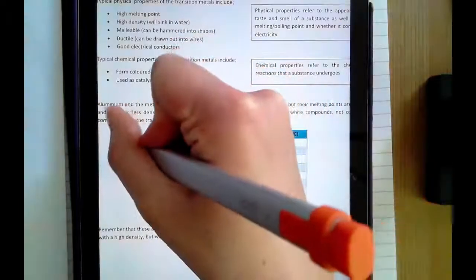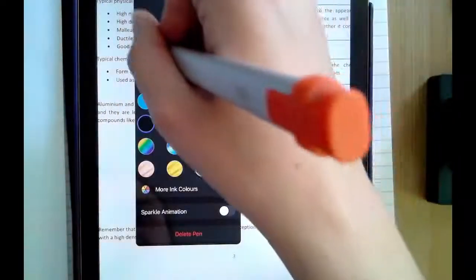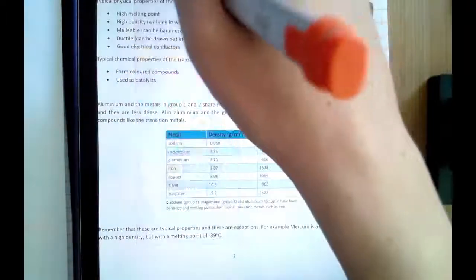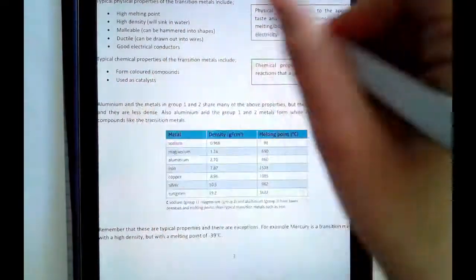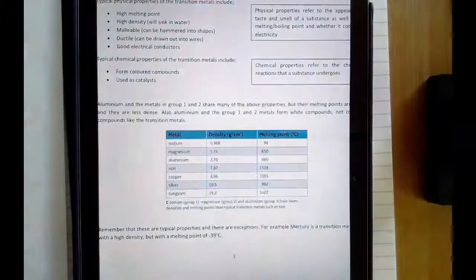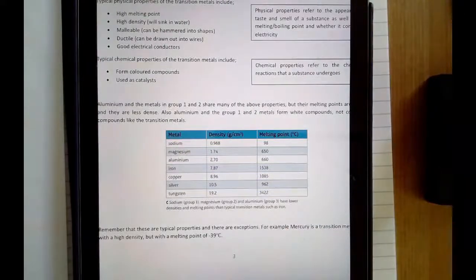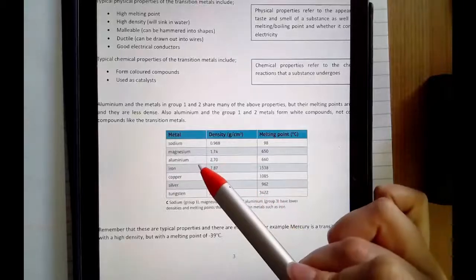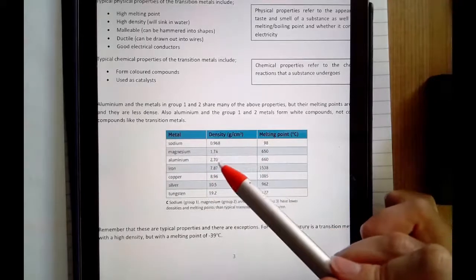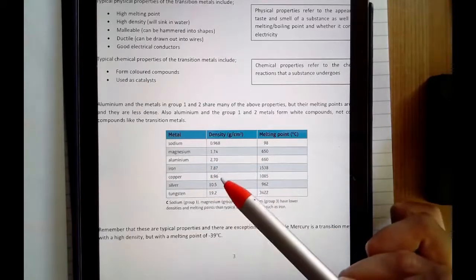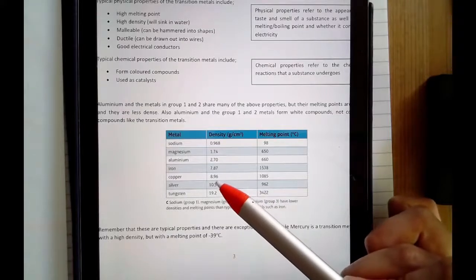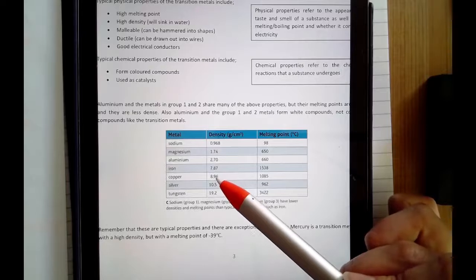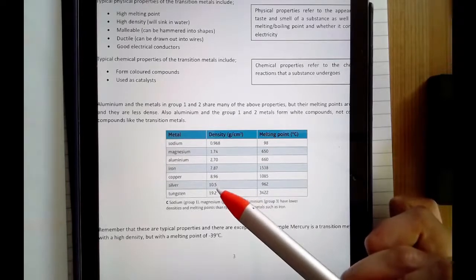So sodium, as I said, is group 1, magnesium is group 2, aluminium is group 3, and if you compare the densities of those 3 metals to the density of the transition metals, you'll see the transition metals are much more dense. And by dense, I mean they've got a greater mass in a smaller volume, so they feel much heavier, even if you've only got a small amount of them.